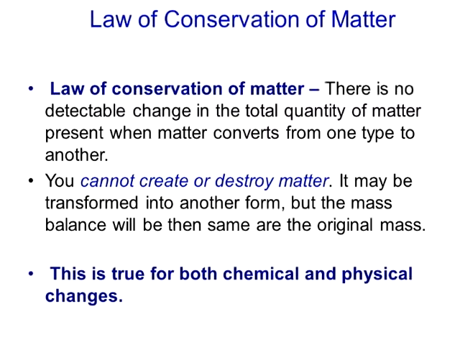Now, when we think about matter, there are certain laws that we use to help guide our thinking about how matter interacts with us and with its environment. One of those laws is called the law of conservation of matter. What is that law? It means that there is no detectable change in the total quantity of matter present when matter is converted from one type to another. Put simply, you cannot destroy or create matter. Okay? That is what this law means.